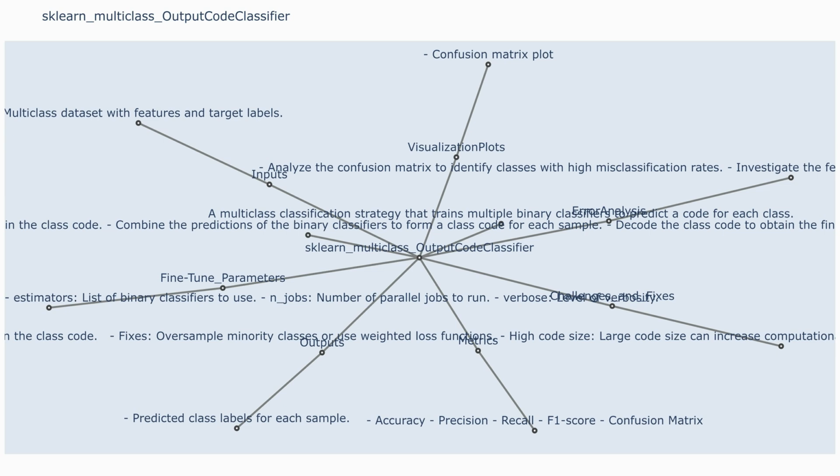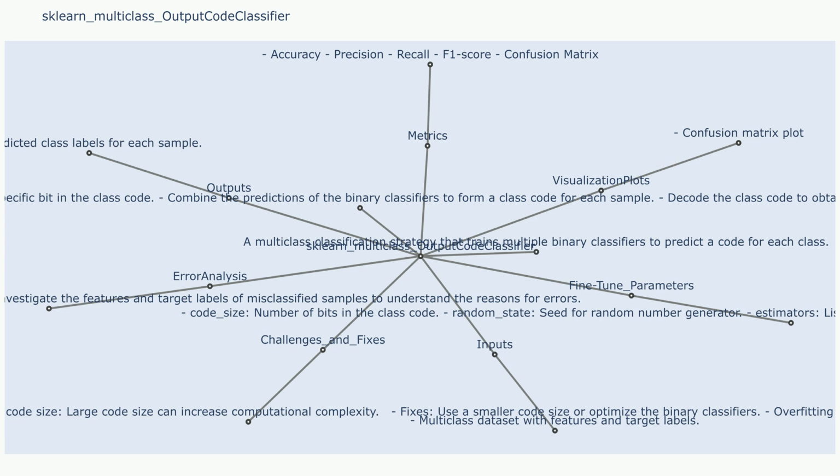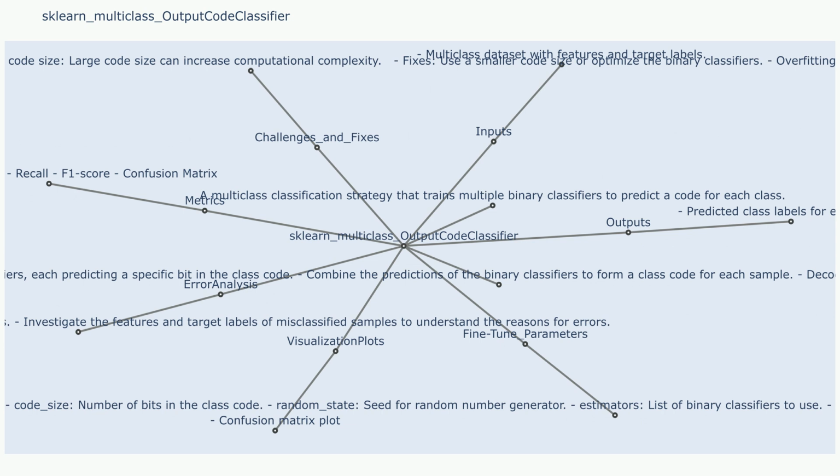sklearn multiclass output code classifier. Description: the output code classifier is a multiclass classification strategy that reduces the multiclass problem to a series of binary classification problems. It works by creating a code for each class, which is a binary vector with a 1 in the corresponding position and zeros elsewhere.